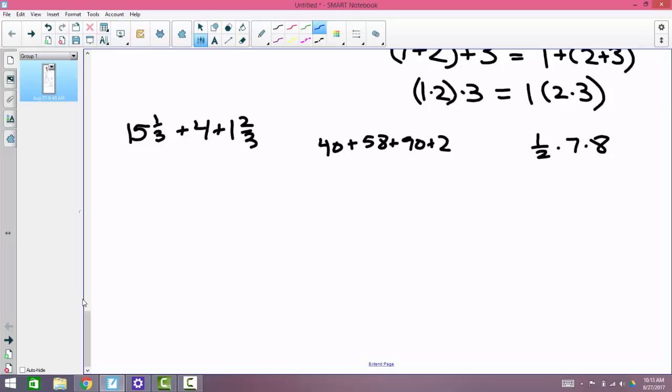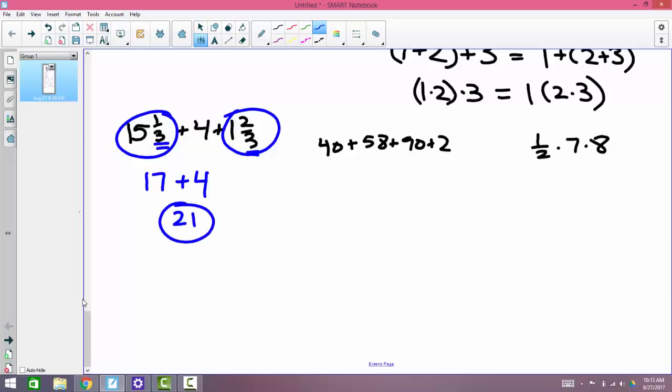Okay, so hopefully you grouped these two together first because 15 plus 1 is 16 and 1/3 plus 2/3 is 1 whole. So that would be 17. So it's a lot easier if you see two numbers that you can easily put together to put those together first. And then when you add the 4, you would get 21.